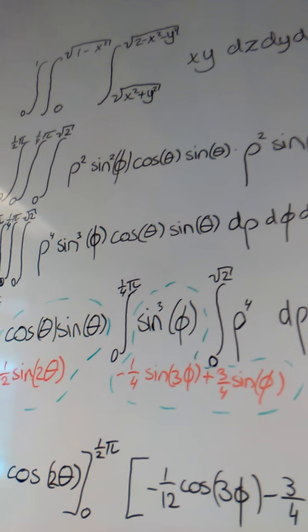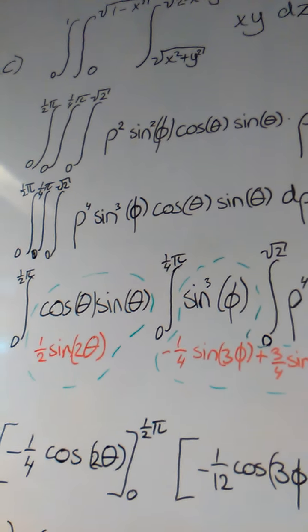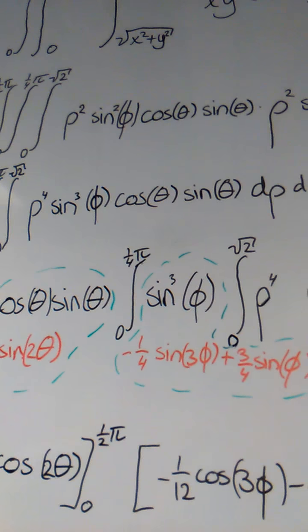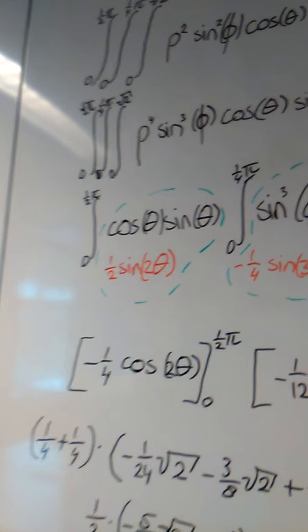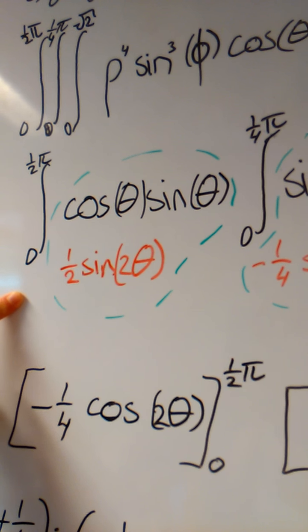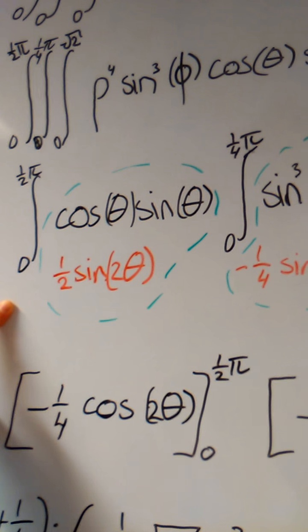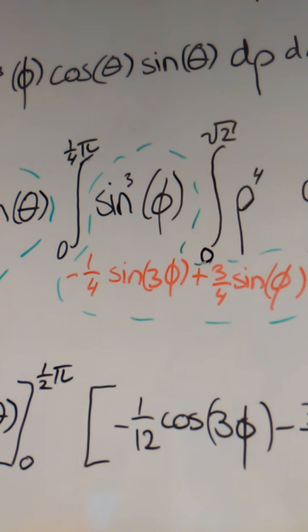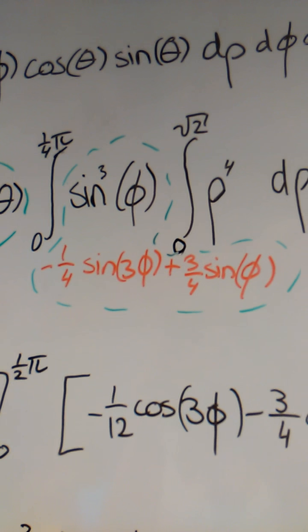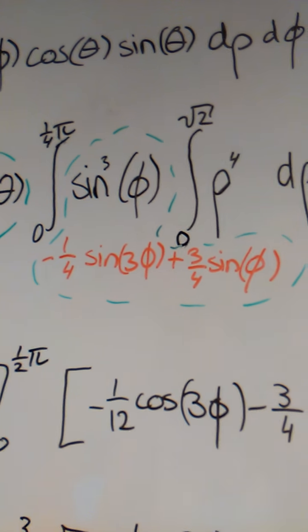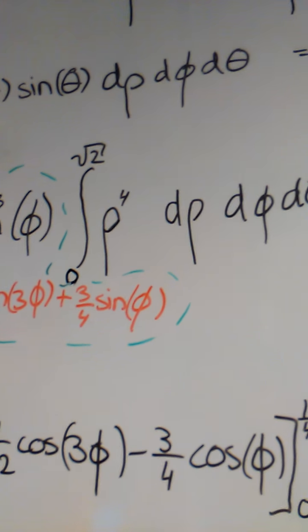After we got that, we multiplied the Jacobian and the formula. So you get rho to the power 4 times sine to the power 3 phi times cosine theta times sine theta. Then, because it's difficult to compute the cosine theta sine theta, we made it into an easier form, a half sine 2 theta. Then the second part, sine to the power 3 phi, is also quite difficult unless substitution is used. But we chose a different method, so we rewrote it, and it becomes minus 1/4 times sine 3 phi plus 3/4 sine phi. The rho part was not changed because that's easy to compute.